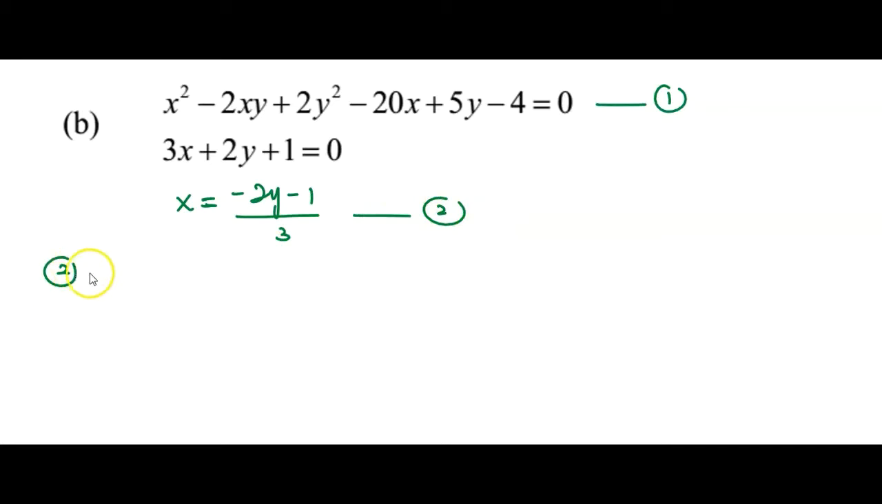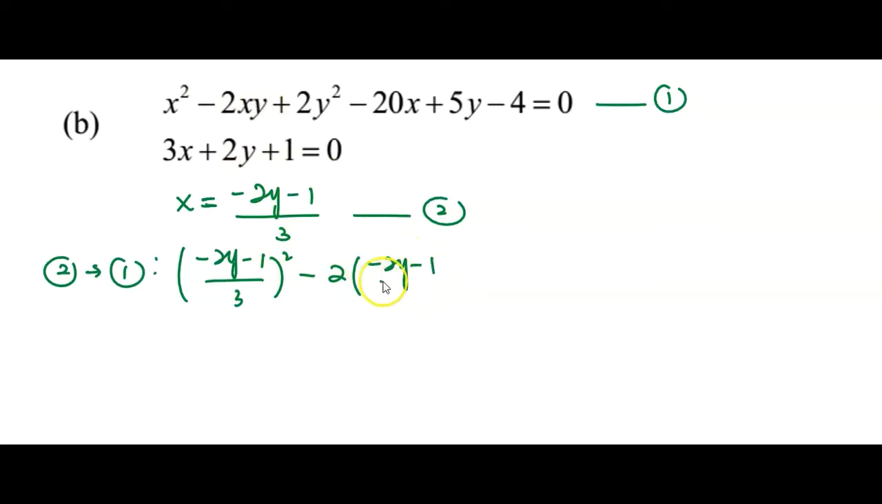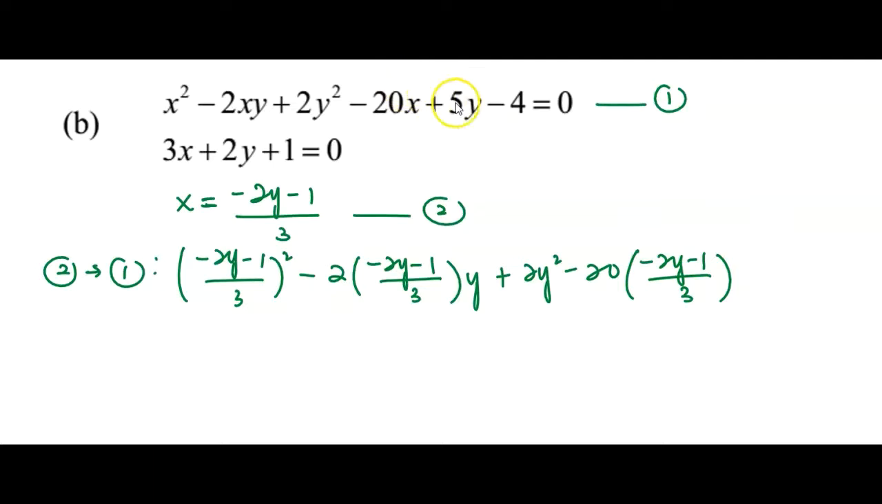So to solve this equation, first we substitute equation 2 into equation 1, which means that the x over here will be replaced by negative 2y minus 1 over 3, squared, minus 2. The x here also will be substituted as negative 2y minus 1 over 3, times y, plus 2y squared minus 20x. So when you see x, it will be replaced by negative 2y minus 1 over 3, and plus 5y minus 4 equals 0.